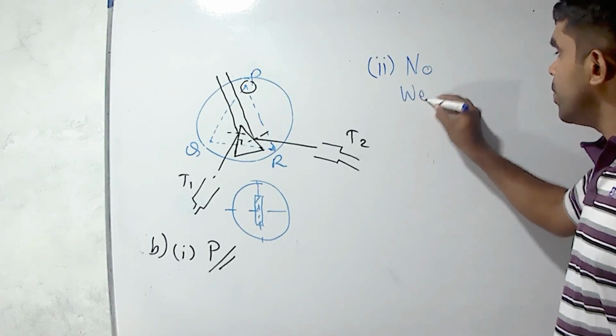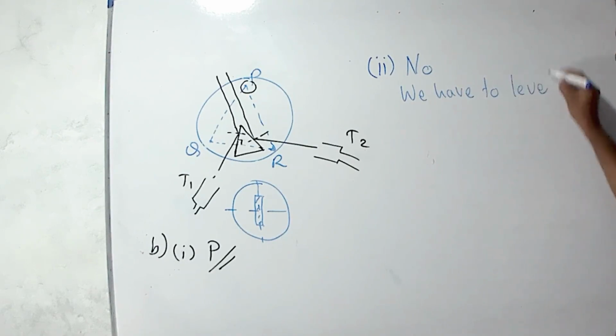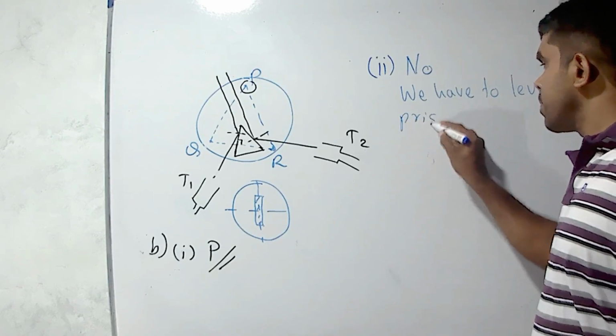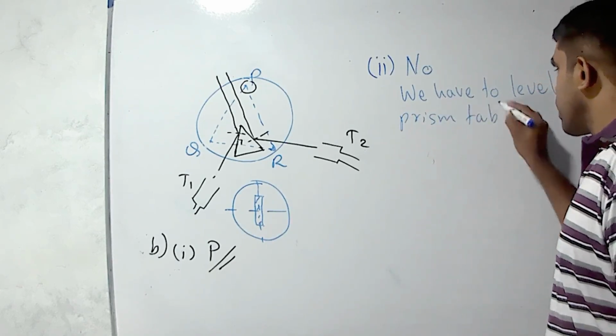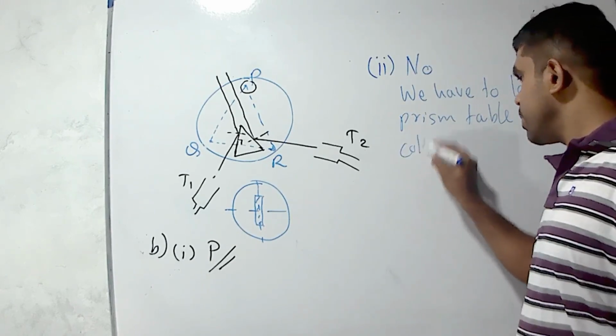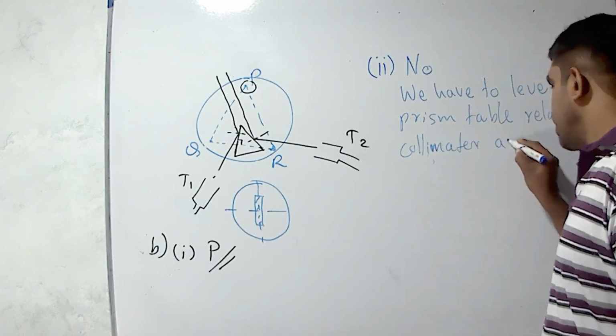We have to level the prism table relative to the collimator and telescope.